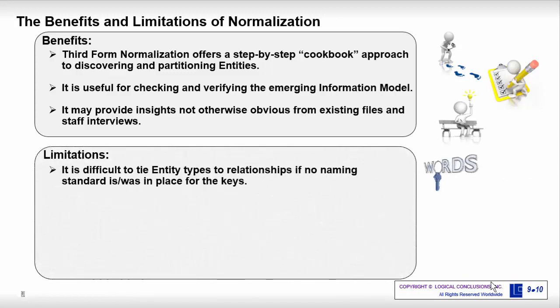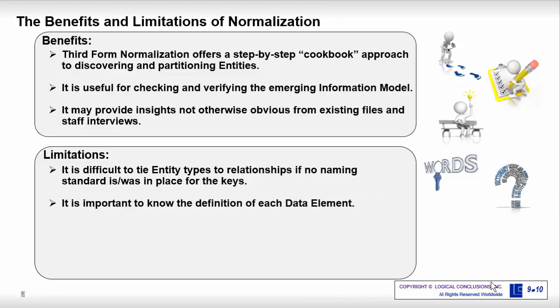And the limitations I see are, it is difficult to tie entity types to relationships if no naming standard was or is in place for the keys. In other words, we need to have the same key in two records to know it's the same table. As I mentioned before, some old file may be keyed on customer name, while another could be keyed on customer number or even social security number. It is important to know the definition of each data element, especially when looking for transitive dependencies.